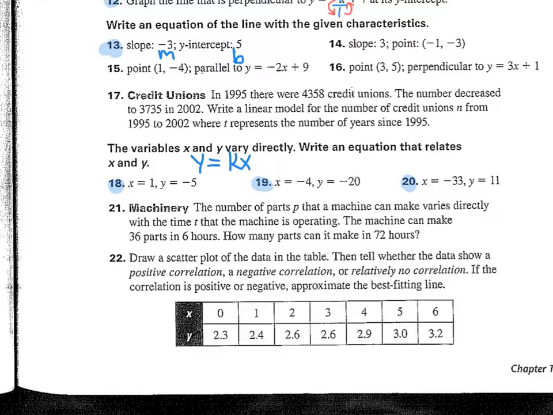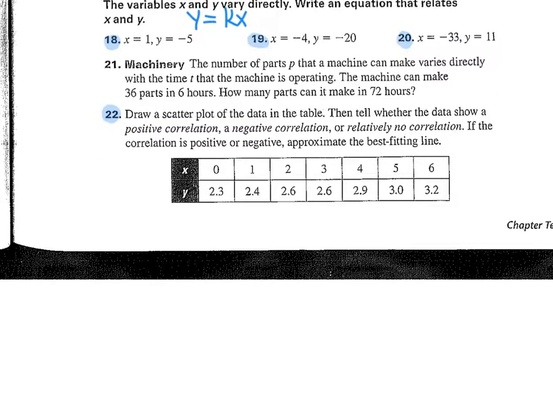Lastly, number 22. We're going to do this one. We'll be all finished. You need to make a scatter plot of this data. Okay, so make a scatter plot. So remember, if you're going to do a scatter plot, x, y axis, this would be the x, this would be the y. Tell whether the data has a positive correlation, a negative correlation, or no correlation at all. So graph all of these on here and see what kind of correlation we have.